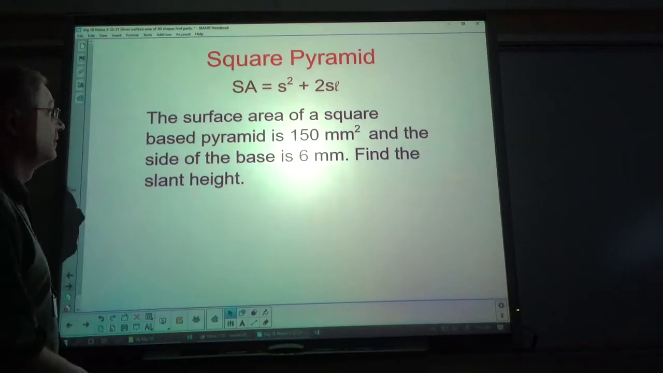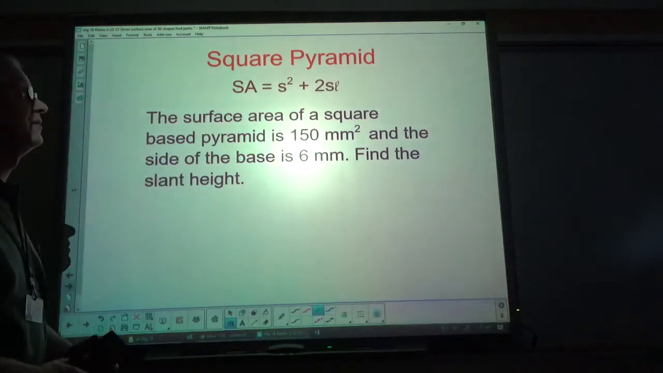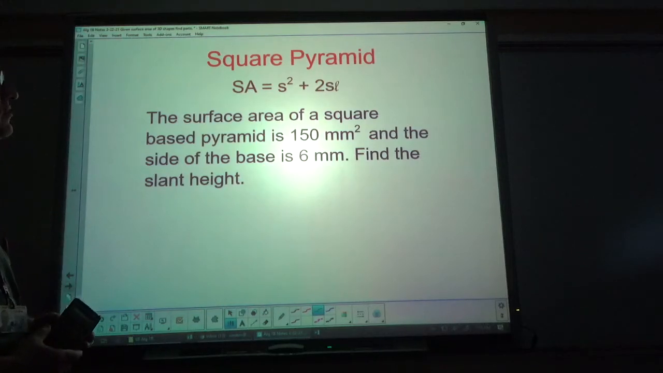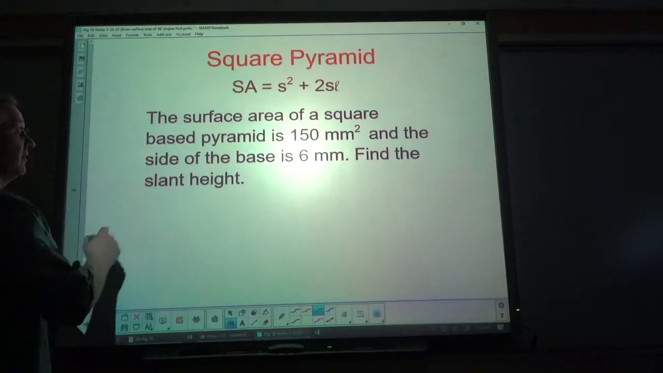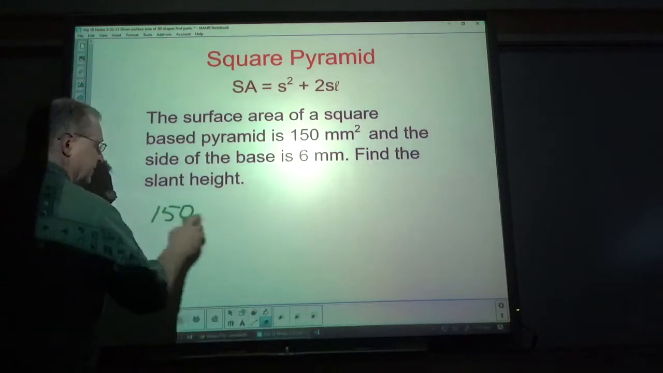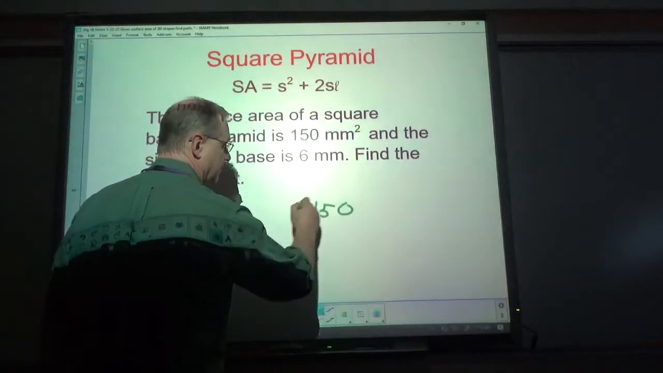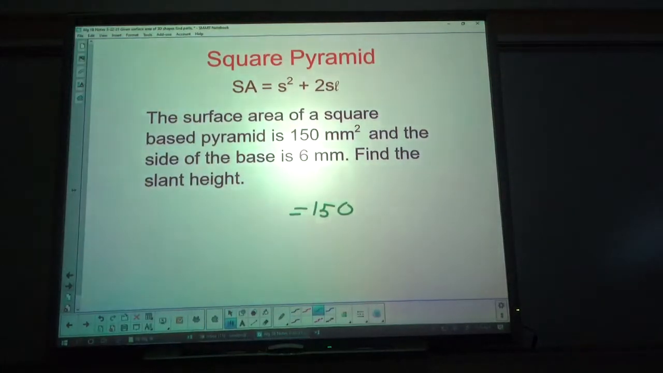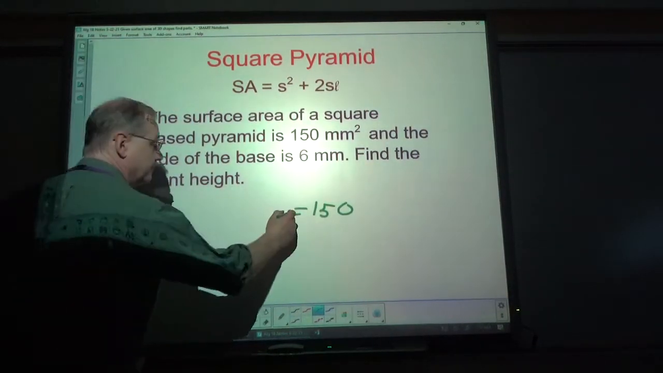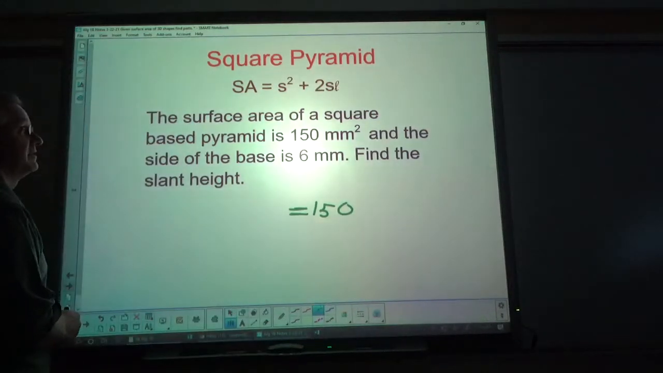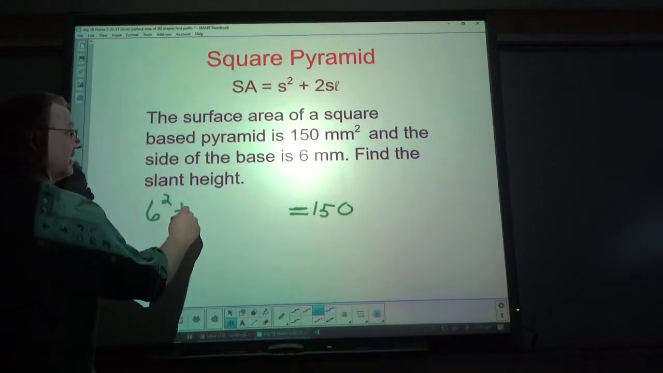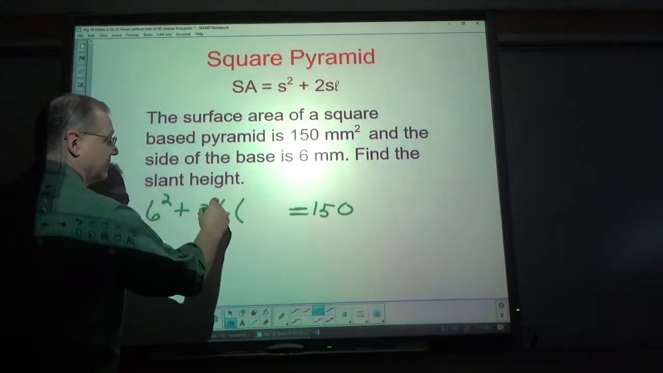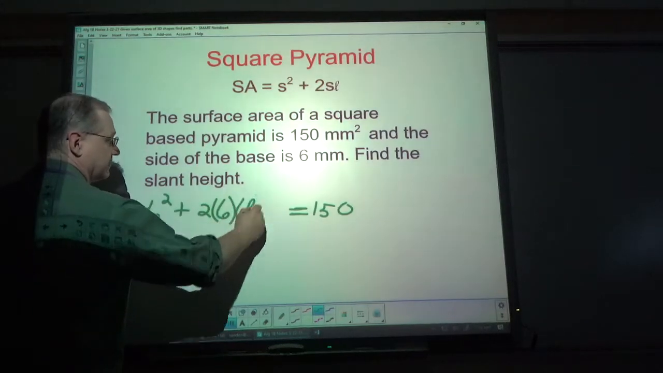Square pyramid. Remember, the surface area of a square pyramid is side squared plus 2 times side times L, which is slant height. So surface area of a square base pyramid is 150. Why don't we put that on the other side? I think most people are used to it that way. Doesn't matter which side you put it on. All right. Side of the base is 6. So 6 squared plus 2 times 6 times slant height.